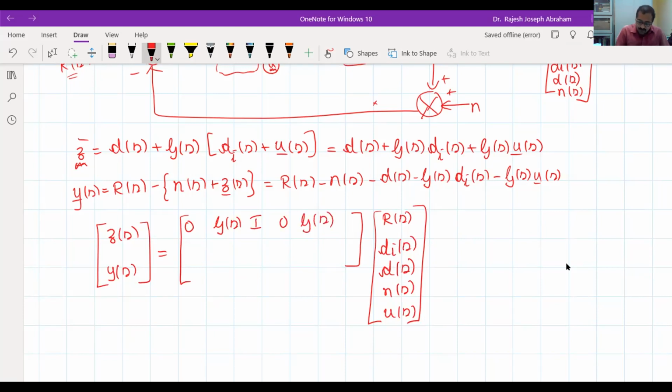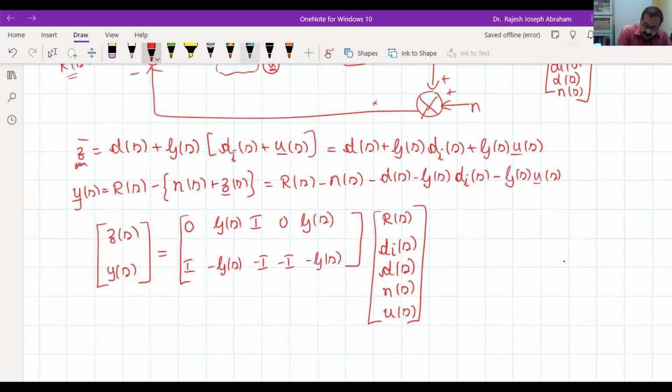What about the second term? Corresponding to R of s, we have I. To di of s, we have the corresponding term minus G of s. Then for the D term, we have minus I. Then for the N of s term, we have minus I. Then for the U of s term, again, we have minus G of s.